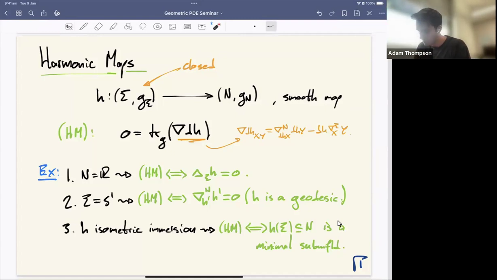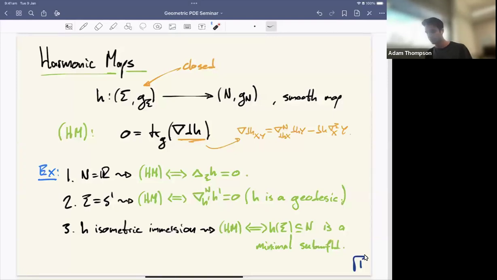Okay. And so why might you do this? Well, it unifies a load of classical geometric equations. I have some examples down here. If I took my target manifold to be the real number line with just its normal flat metric, and we don't have much choice there, then this harmonic map equation is precisely what you would expect it to be. It comes out to be the classical Laplace-Beltrami of h is equal to 0.